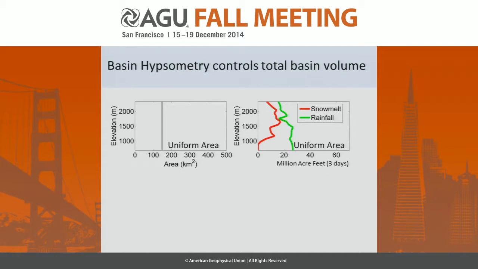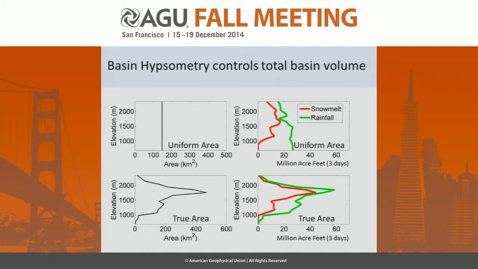So this is an example where we have, for a uniform area, the contributions from rainfall and snowmelt. And then looking at the East North Fork Feather River Basin here in the Sierra Nevada, which has a large area at mid elevations, you can see how that has an impact on the rainfall and snowmelt contributions.